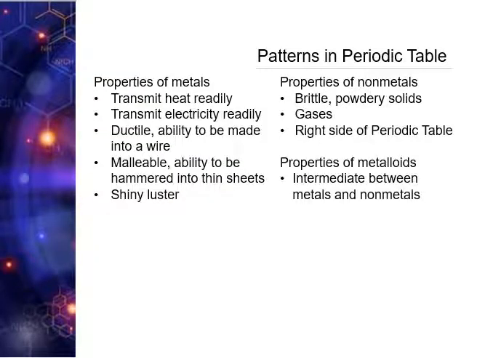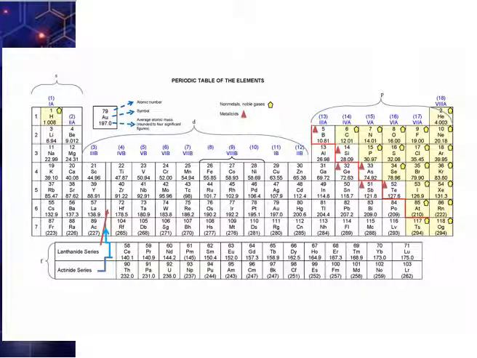Properties of metalloids. They're intermediate between metals and nonmetals. They're semiconductors of electricity, a silicon chip, for example. And if you look, the metalloids are the ones in the red triangles. There are very few metalloids.